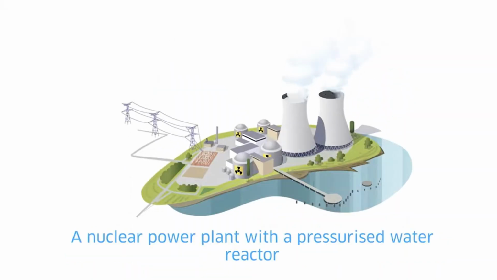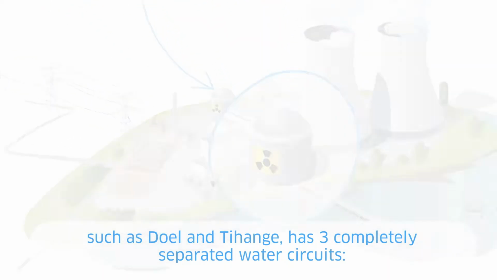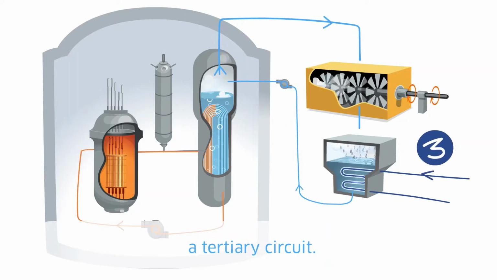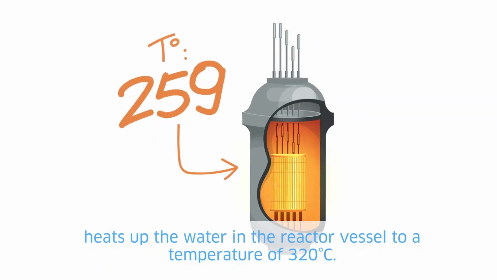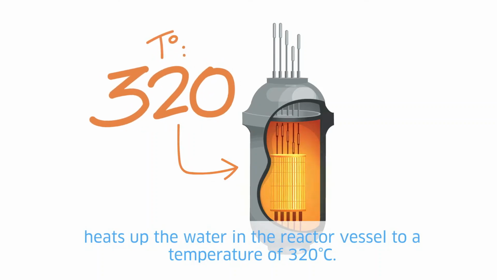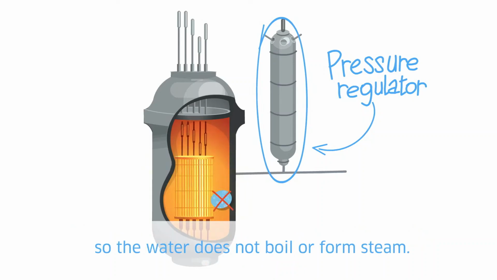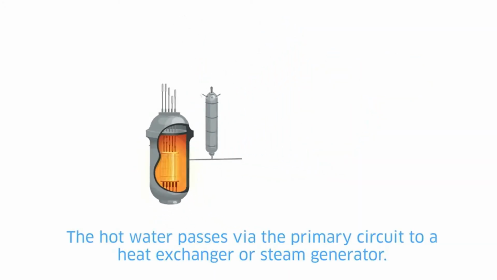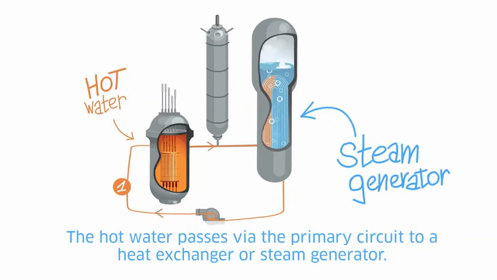A nuclear power plant with a pressurized water reactor, such as Doel and Tihange, has 3 completely separated water circuits: a primary circuit, a secondary circuit, a tertiary circuit. In the primary circuit, the heat released during the fission of the uranium nuclei heats up the water in the reactor vessel to the temperature of 320 degrees Celsius. The pressure regulator keeps everything under high pressure, so the water does not boil or form steam, hence the name high-pressure reactor. The hot water passes via the primary circuit to a heat exchanger or steam generator.